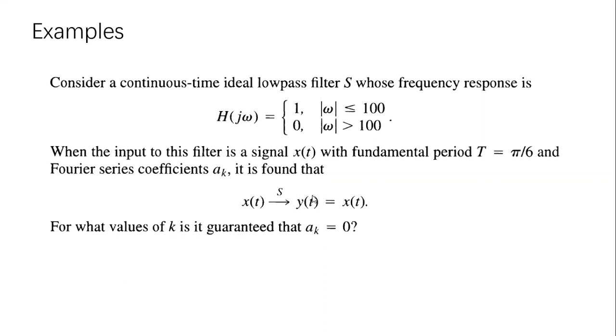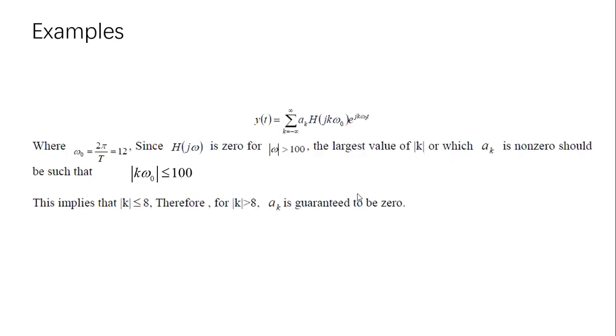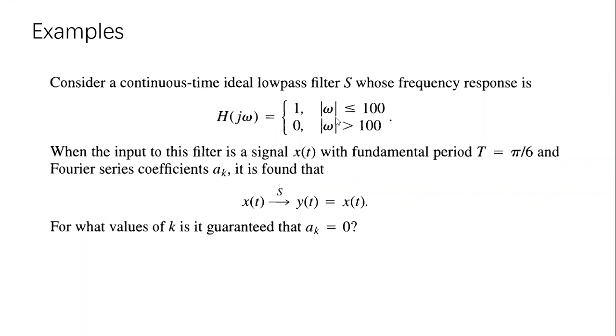The corresponding Fourier coefficients of y(t) are automatically equal to the coefficients of x(t). We need to further consider when the absolute value of k is larger than 8. Then no matter what value a_k takes, the frequency response is zero, so the corresponding Fourier coefficients of the output are always zero.